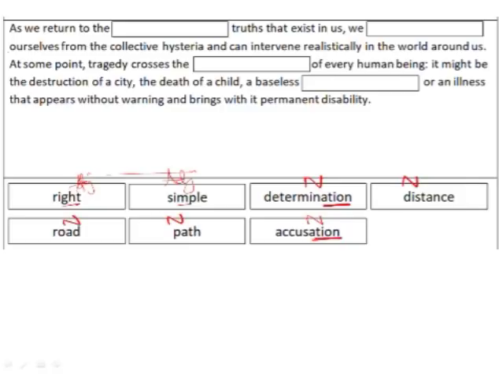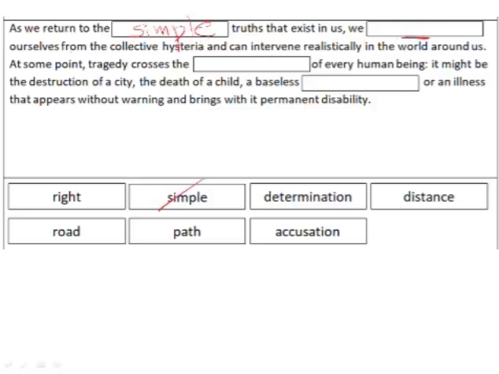Okay, let's move on to the blanks. As we return to the dash truths that exist in us. So this truth is a noun. What type of truths? That's the word that will come here. It has to be an adjective. So only 2 choices are there. It can be either a right truth or a simple truth. Right truth doesn't mean anything. It means it has to be a simple truth.